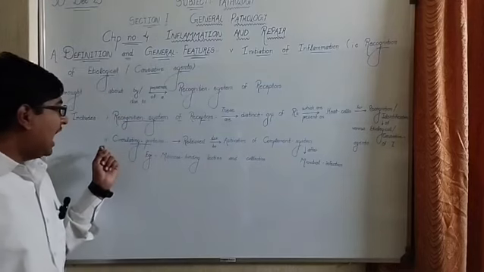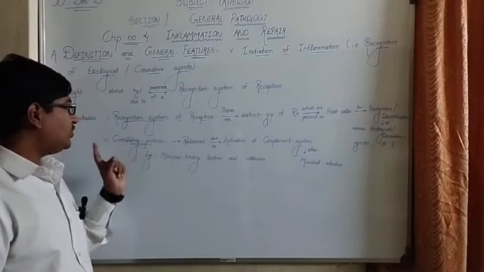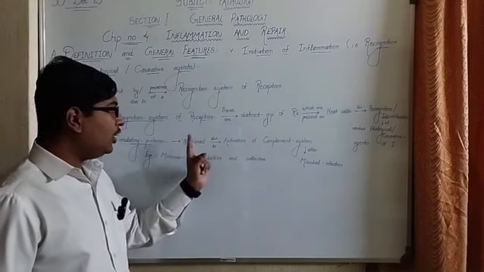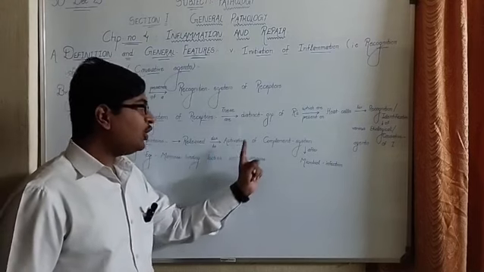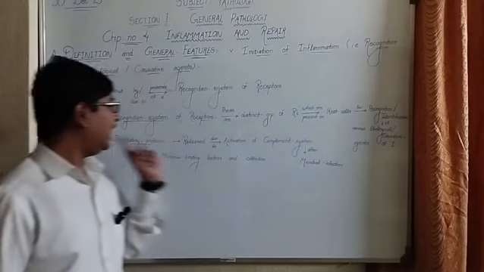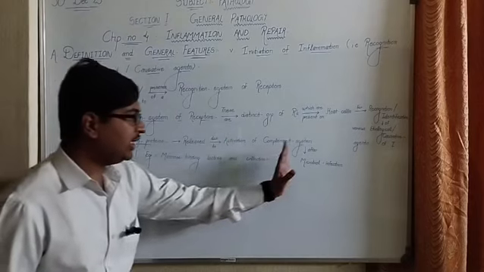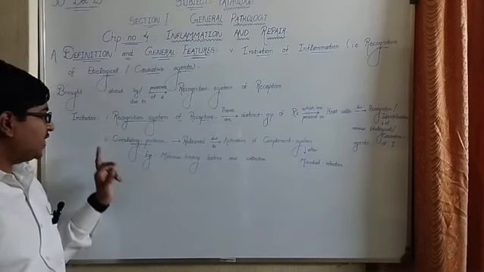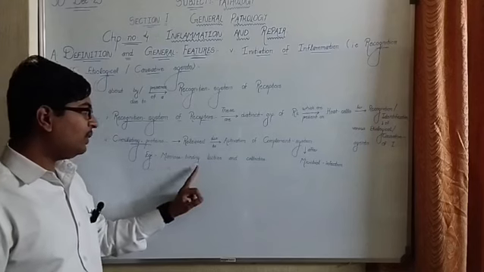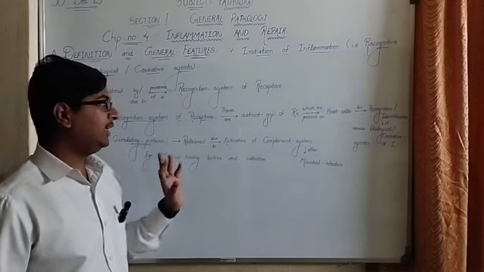And second are the circulating proteins. These are released due to the activation of the complement system after microbial infection, or infection due to various microbes. Examples of circulating proteins are mannose binding lectins and collectins.